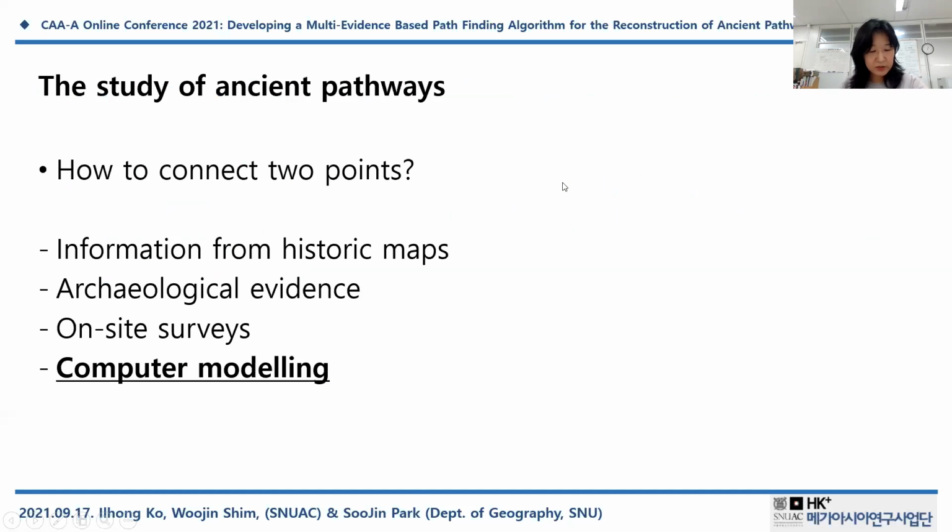Okay. So the study of ancient pathways, I suppose, begins with the very basic question, which is how do we connect 2 points within the landscape? Well, if we look at previous studies, one way would be to get information from historic maps, or another way would be to refer to the archaeological evidence, such as the actual remains of ancient roads. Or it is also possible to go on site and actually walk about. And finally, there is computer modeling. And in our case, we have been focusing on the computer modeling approach.